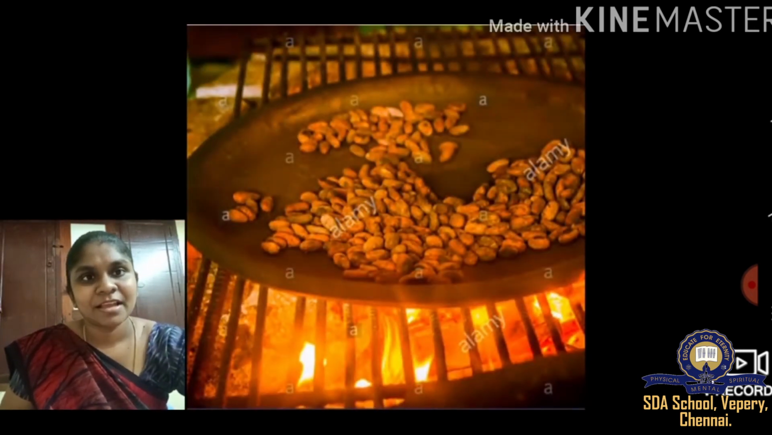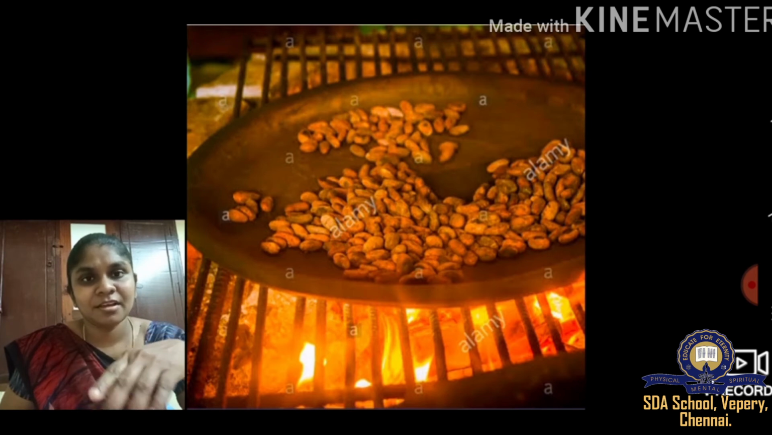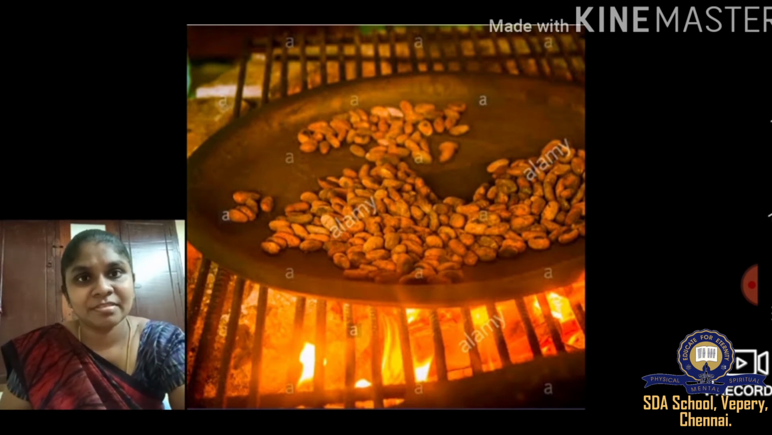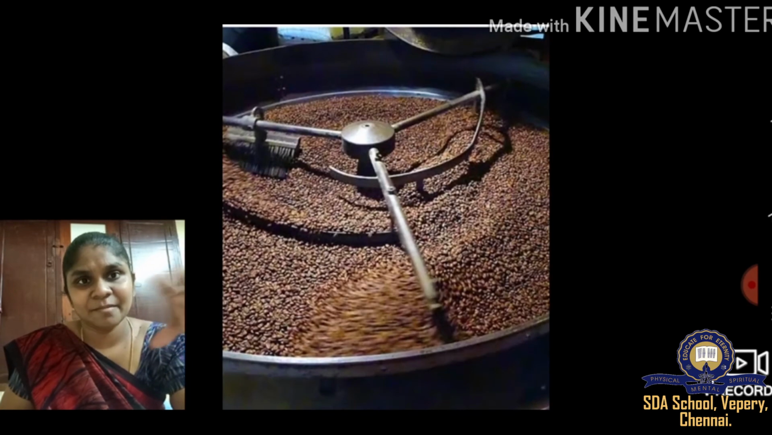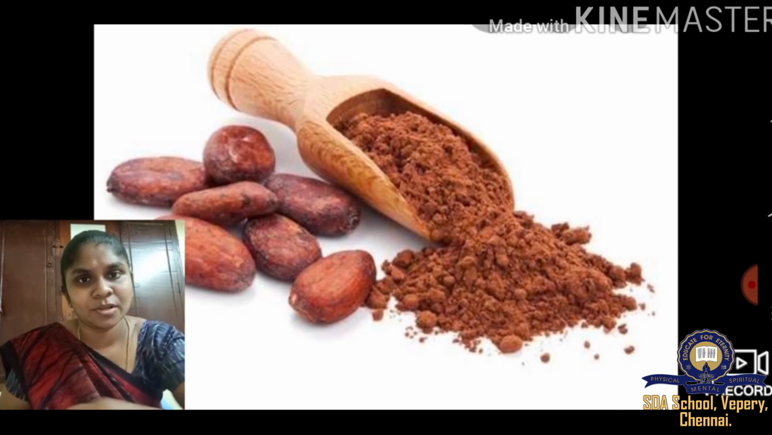Look at this. This is how these seeds are roasted. Roasted means we put it in a pan without oil, an empty pan, and we roast. Okay, in a hot pan. Then it is ground like this, and then it is made into a powder. This is cocoa powder.